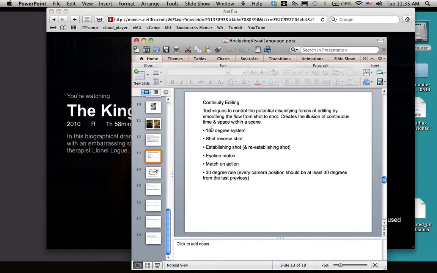We're going to look at these 180-degree rules. So this continuity system has several characteristics that it applies. The 180-degree rule, shot, reverse shot, these are the main ones, and we're going to look at how we see these in an actual movie.